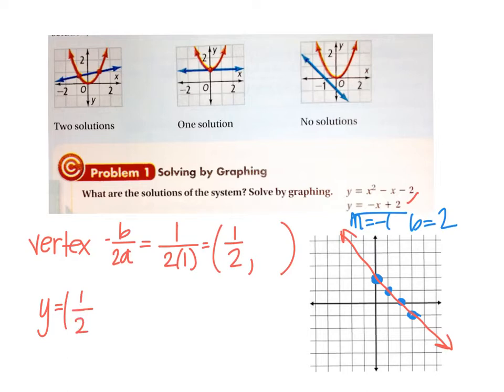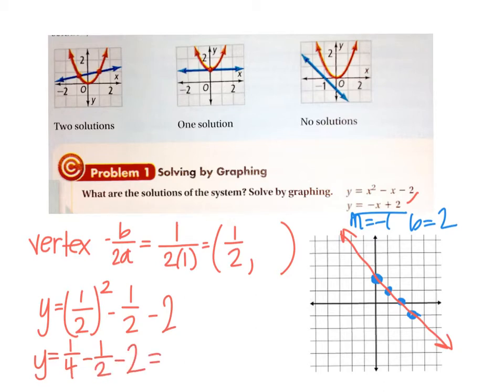So it's going to be 1/2 squared minus 1/2 minus 2. So 1/2 squared is going to be 1/4 minus 1/2 minus 2. And if you go ahead and put that in your calculator, you do your operation, you get -2 and 1/4. So my vertex is going to be 1/2 and then -2 and 1/4, which is not ideal, but it is what they gave us, so we have to graph it.